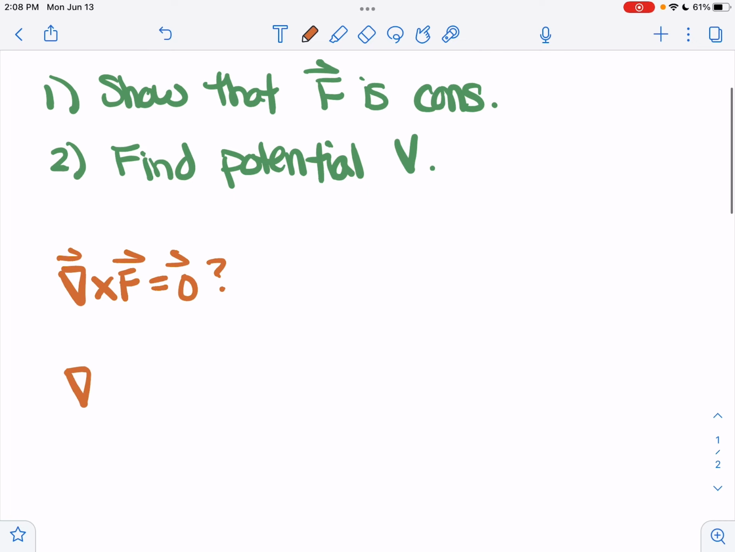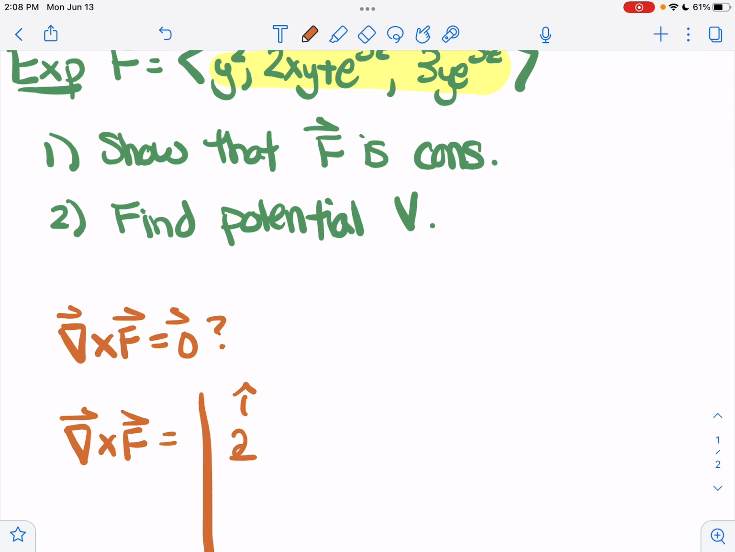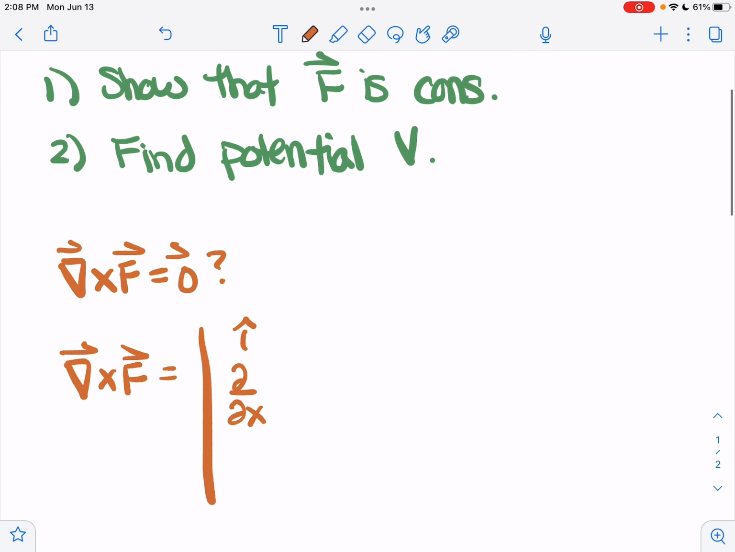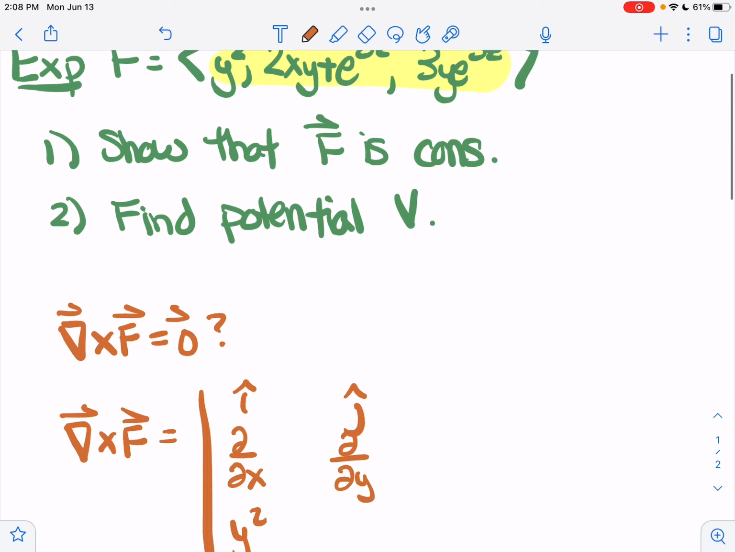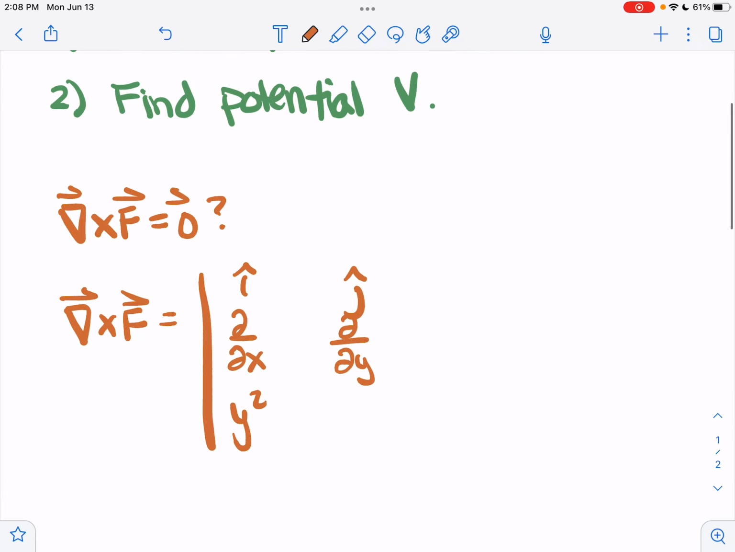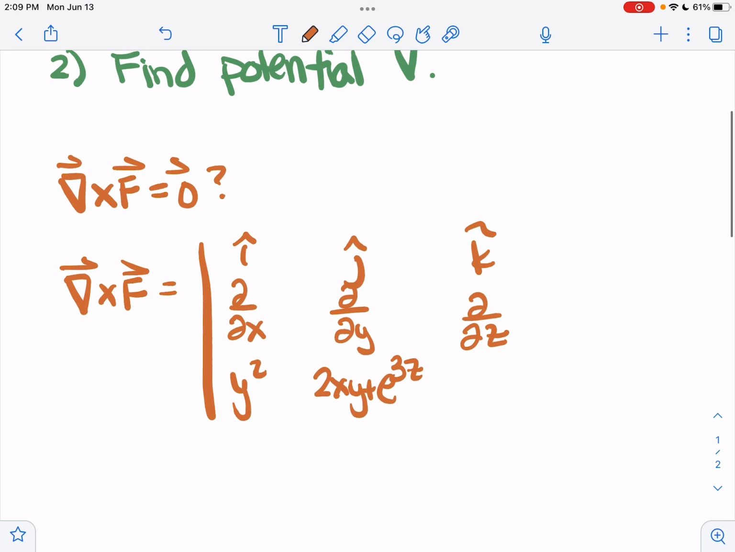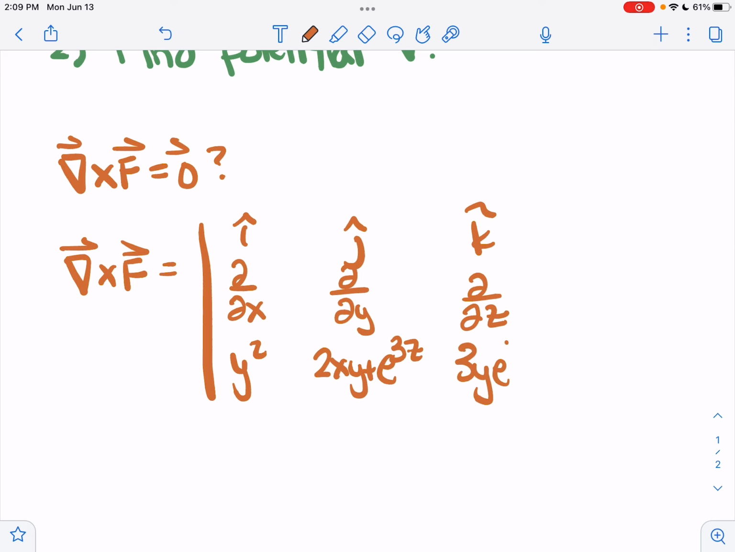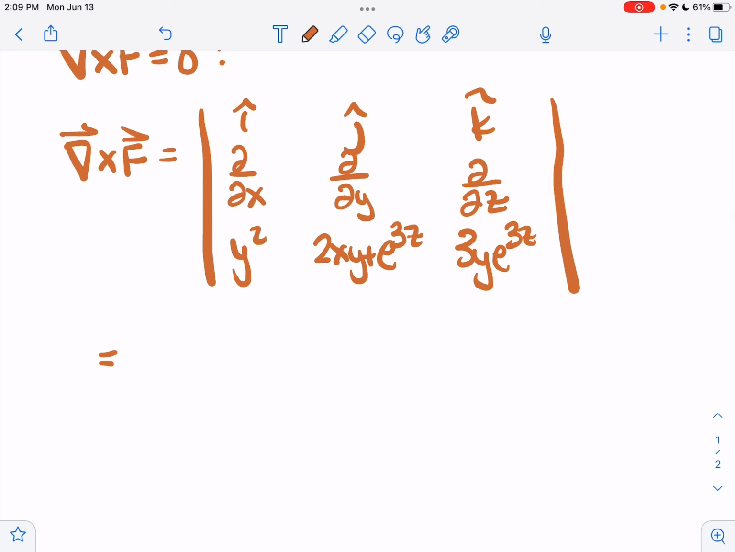So let's find the curl of the function. It's going to be i hat, the partial with respect to x, and then y squared; j hat, partial with respect to y, and 2xy plus e to the 3z; and k hat, partial with respect to z, 3y e to the 3z. We've got to get really efficient at computing curl.